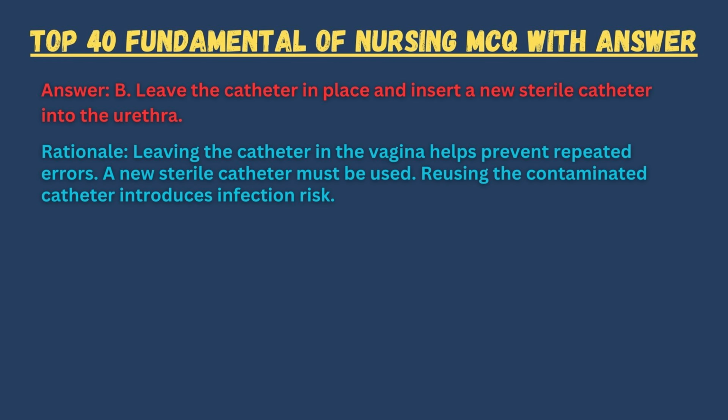Answer. B. Leave the catheter in place and insert a new sterile catheter into the urethra. Rationale. Leaving the catheter in the vagina helps prevent repeated errors. A new sterile catheter must be used. Reusing the contaminated catheter introduces infection risk.